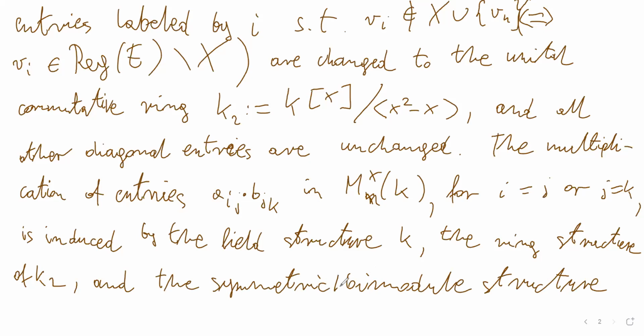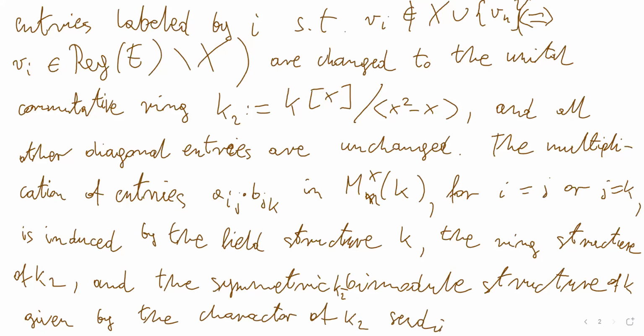K2 bimodal structure, yeah, of K given by the character of K2 sending x to 1. Now let me make a digression.